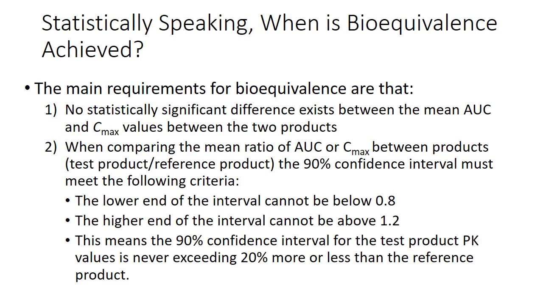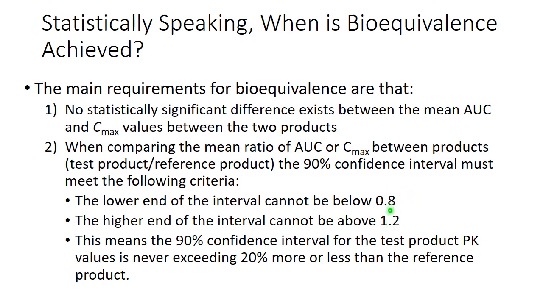If you divide the test product AUC over the reference product AUC, you want the 90% confidence interval to be no higher than 1.2. That means the test product should not be 20% more than the reference product, and the test product should not be any lower than 20%, or 0.2, under the reference product. That means you have to be close, basically, to the reference product in terms of your AUC and Cmax.